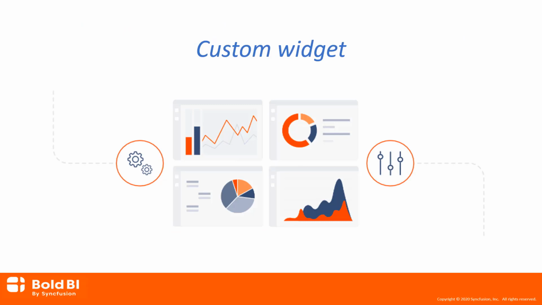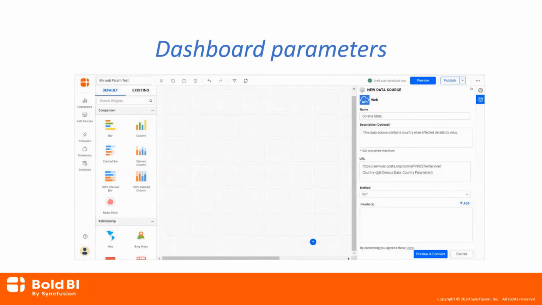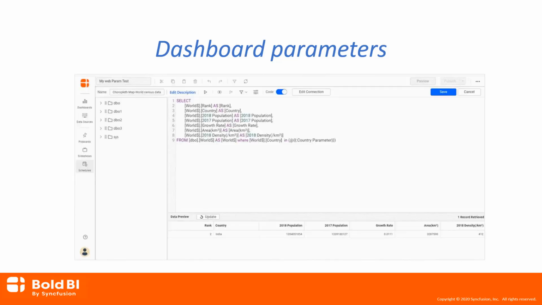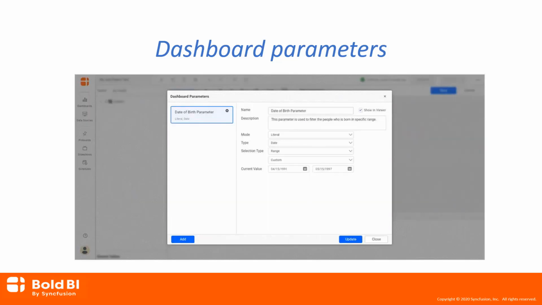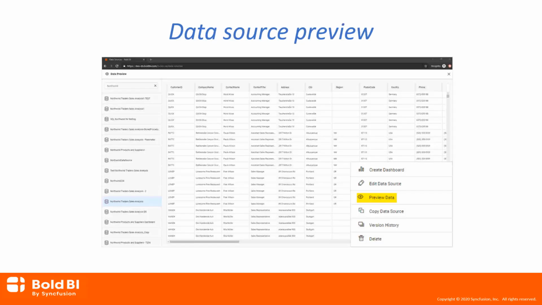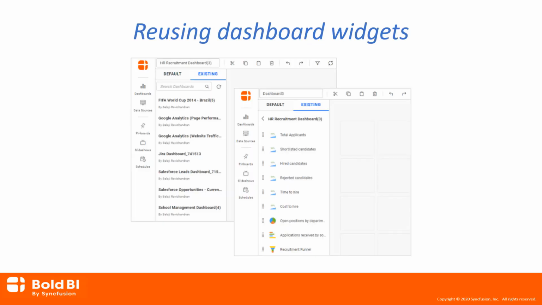Bold BI now supports configuring a custom widget that can be any user-defined JavaScript component, Syncfusion EJ component, or D3 component. We added support for dashboard parameters to define them based on a literal, list, or data source, and use them for dynamic query of REST API endpoints in a web data source, SQL-type databases in code view, or calculated field expressions. We also added support to preview data directly from a data sources listing view in the Bold BI server. Widgets from other dashboards can now be reused.